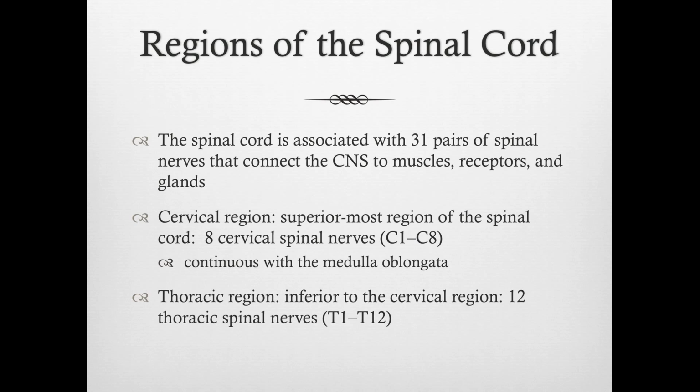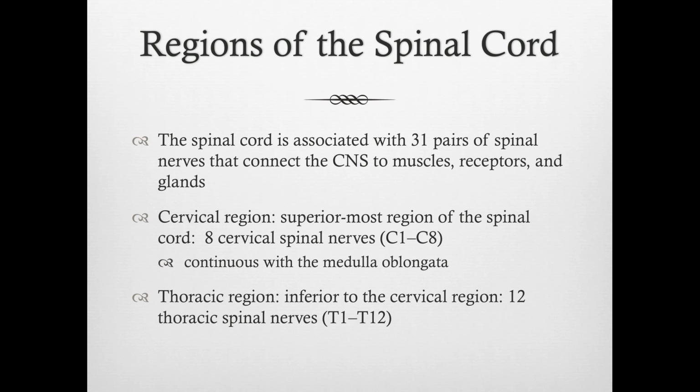Now, when we look at regions of the spinal cord, we associate it with, again, those types of vertebra that we see in the vertebral column. And so the spinal cord has 31 pairs of spinal nerves that connect the central nervous system to all the periphery. So that is the muscles, the receptors, the glands. In the cervical region, we have 8 cervical spinal nerves, right? So C1 through C8 is the numbering. I'm not going to ask you to number any of these. I just want you to know that there are, in fact, 8 of them.